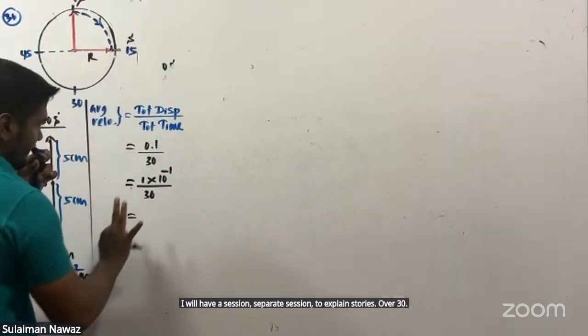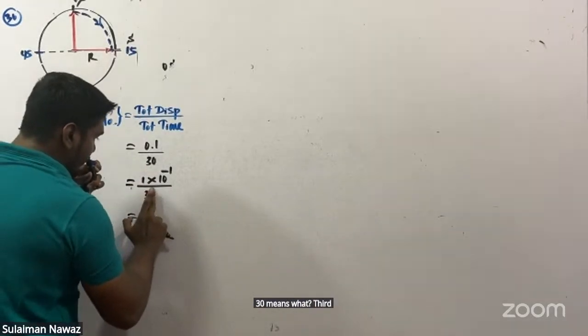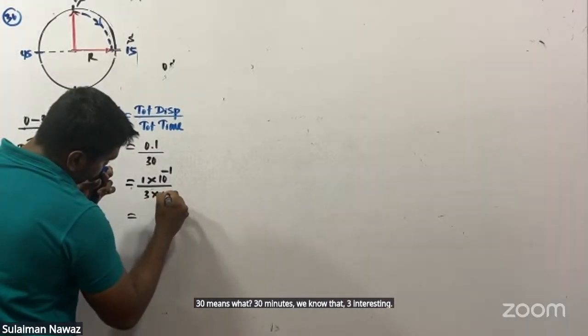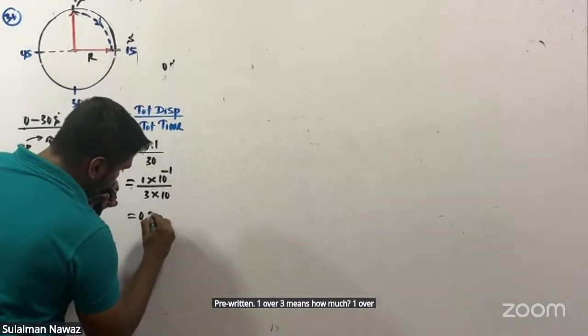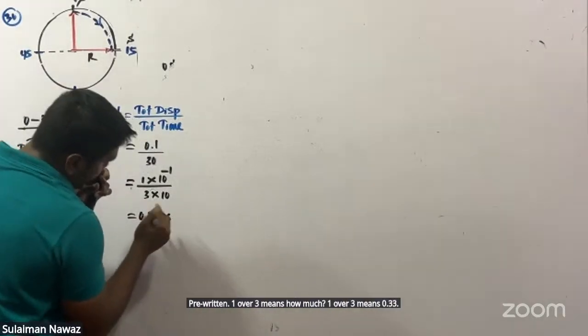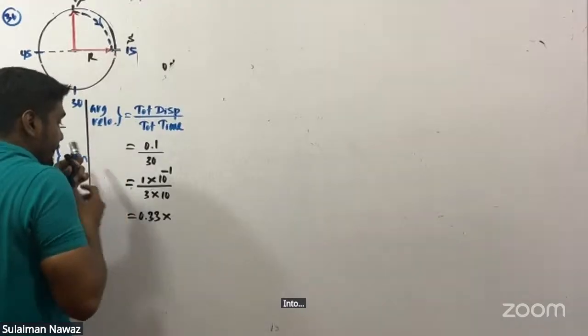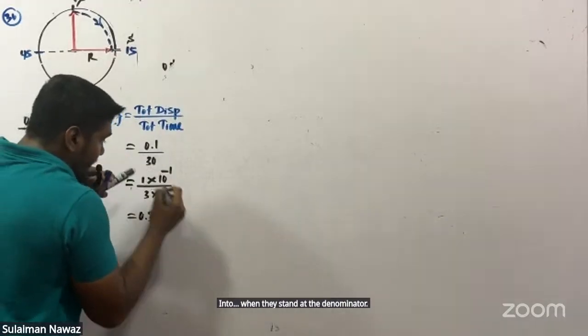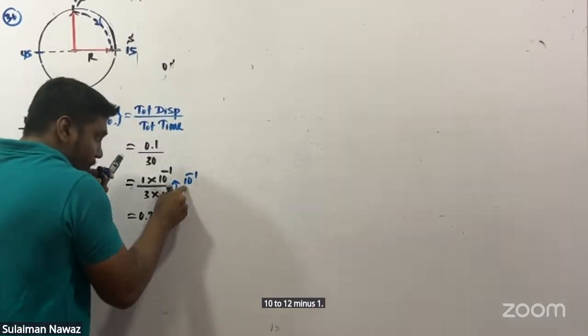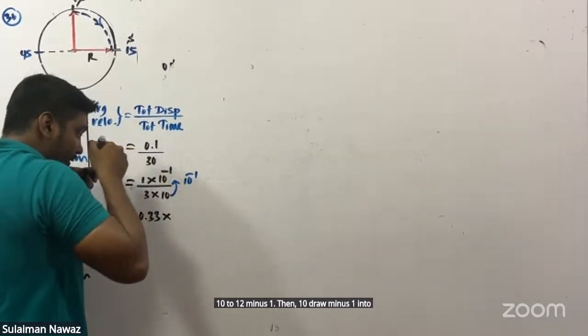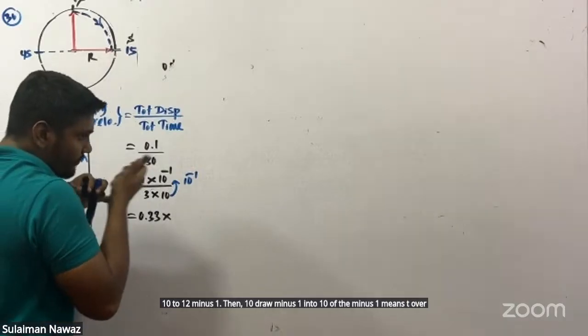Then over 30. 30 means we know that 3 into 10. 1 over 3 means how much? 1 over 3 means 0.33 into, when this 10 at the denominator goes to the numerator, it becomes 10 to the power minus 1. Then 10 to the power minus 1 into 10 to the power minus 1 means 10 to the power minus 2.